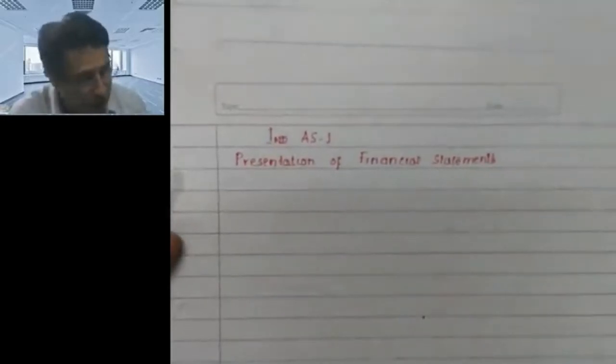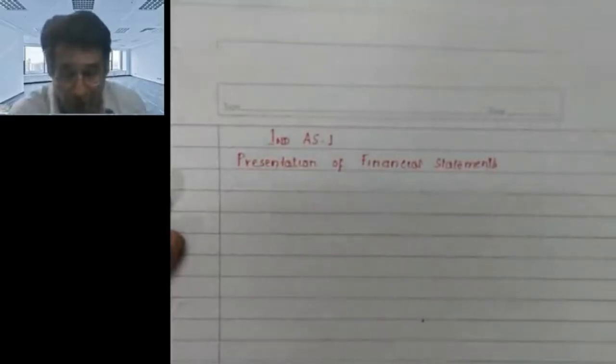And we will see that this standard basically deals with general purpose financial statements, to ensure comparability both with the entity's financial statements of the previous period and of course with the financial statements of other entities. So that is the basic idea, that an entity should prepare the financial statements in such a manner that comparability both with the entity's past performance and with other entities' performance can be achieved.